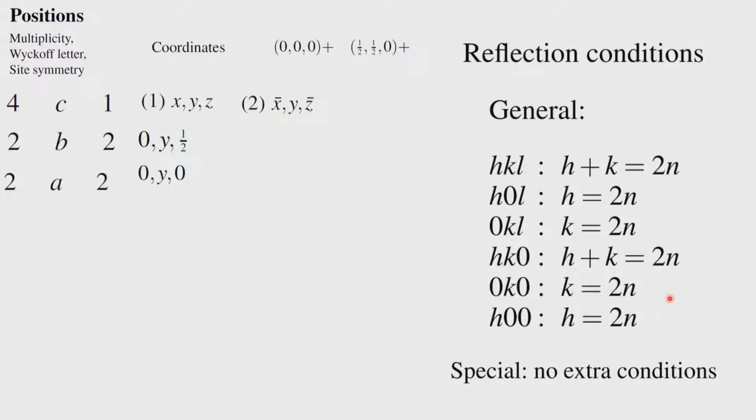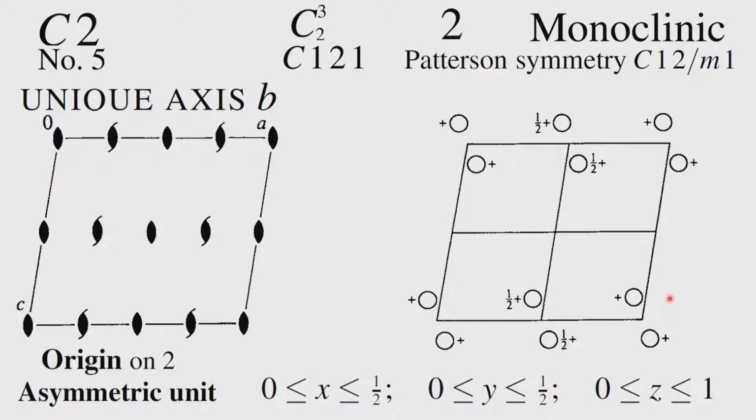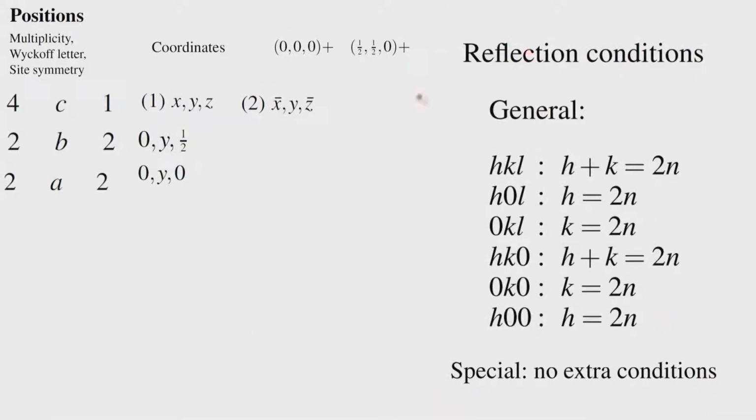Let me repeat it very quickly so that there is no confusion. We have a space group C2. C centering will ensure that we have h plus k even only present in HKL. This gives rise to certain additional conditions: HOL h even, OKL k even, HKO h plus k even, OKO k even, HOO h even. These are consequences of the fact that HKL is h plus k even.